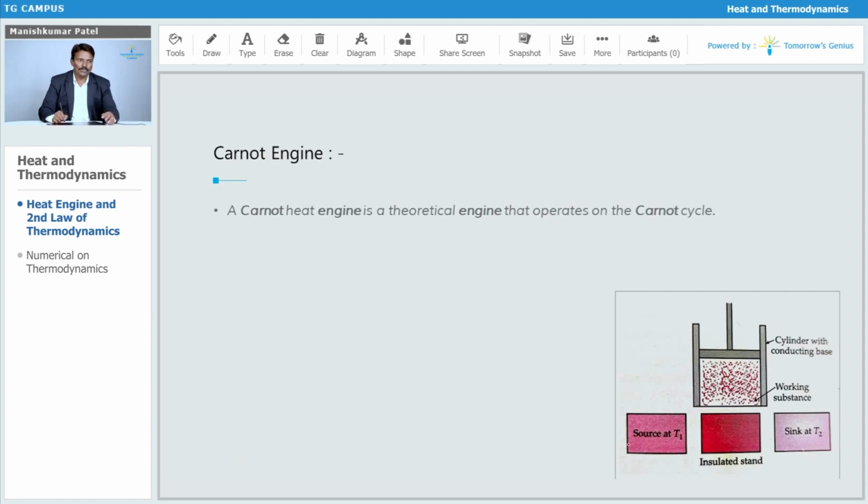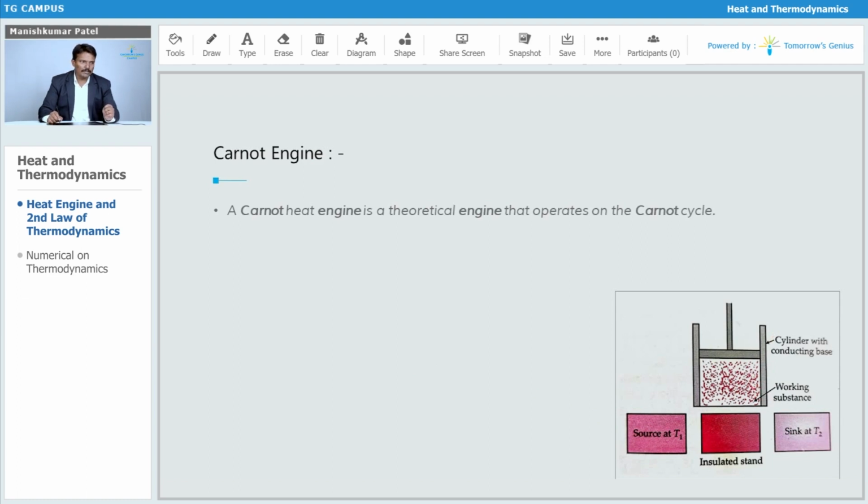So here is the source at T1, the insulating stand, and the sink at T2. This is the working substance which is put in this cylinder. The cylinder has a conducting base, so you have to make the base conducting. This conducting base aside, the wall should be insulating.